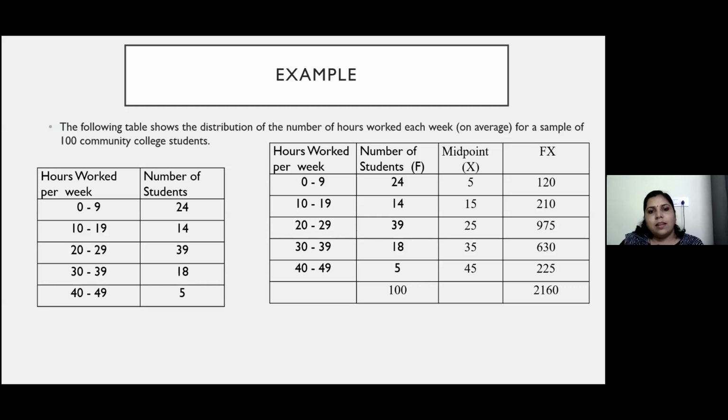Yes, 120. 24 into 5 is 120. 14 into 15 is 210. Please solve that problem. You multiply 24 into 5, 120. You multiply 14 and 15. You get the answer 210.